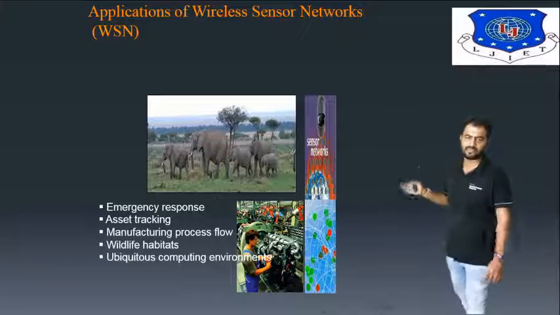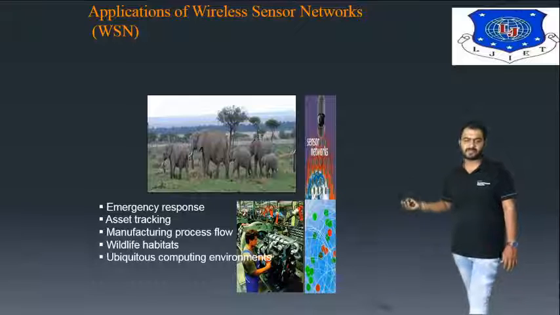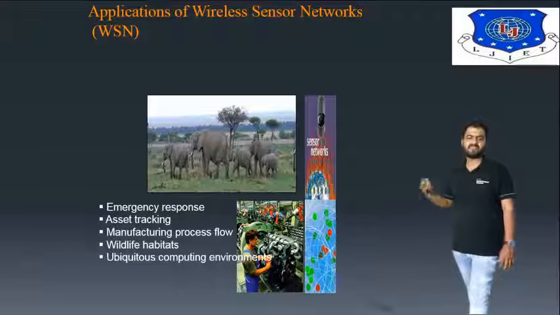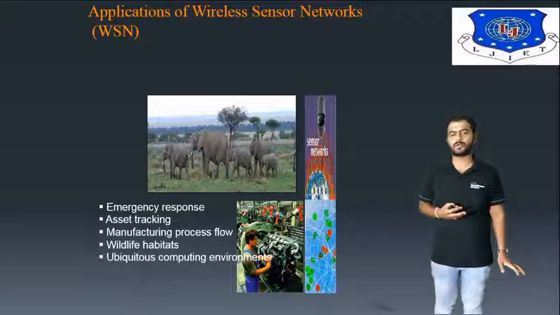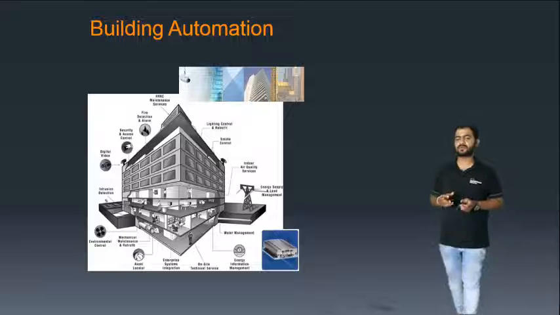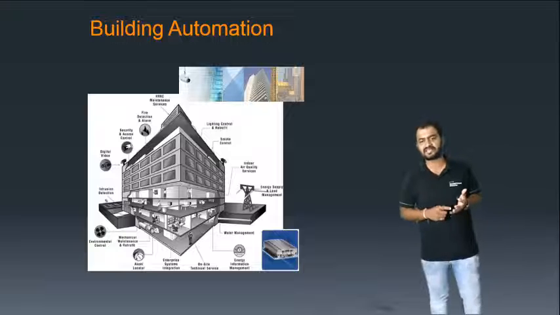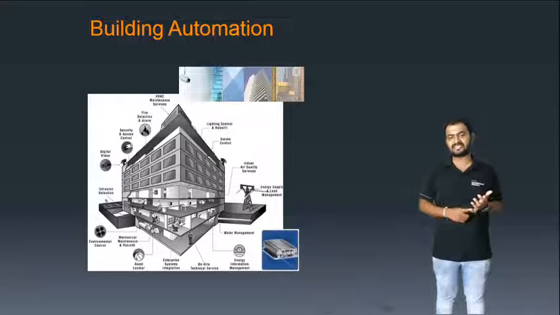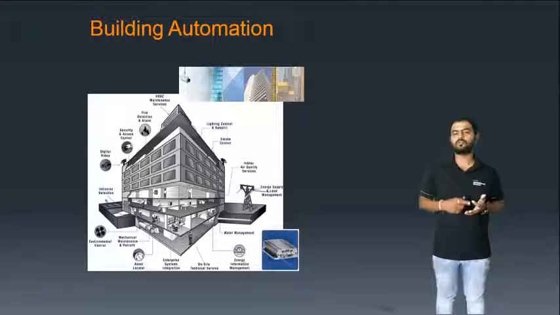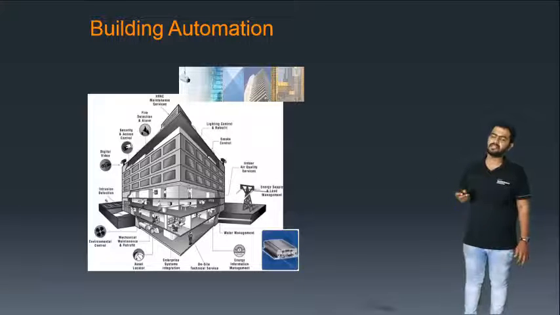Here you can see a few examples of wireless sensor networks using the MSP430, like emergency response, asset tracking, manufacturing process flow, wildlife, and many more applications where we can use a wireless sensor network to observe and monitor different areas. Wireless sensor networks are also very helpful in building automation systems, because right now, everywhere, like in malls, schools, and colleges, automation is there, right? So to manage the data, to manage different types of resources, and to save power consumption, we have to go with the building automation system.